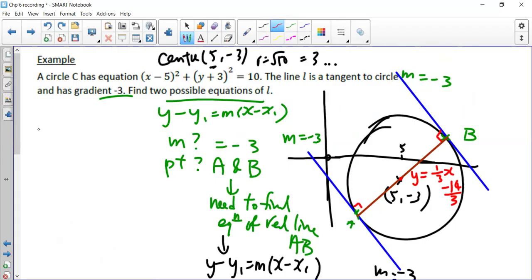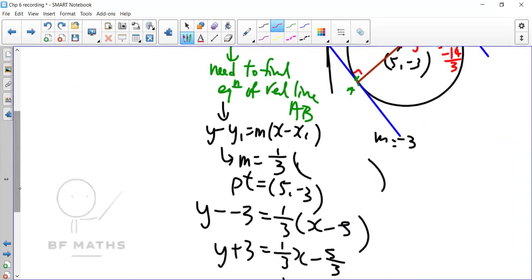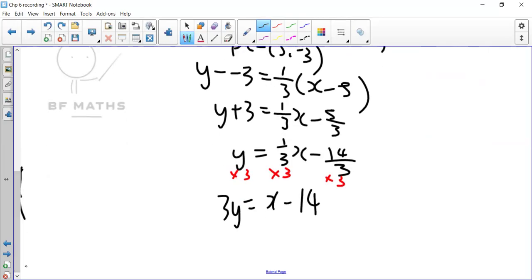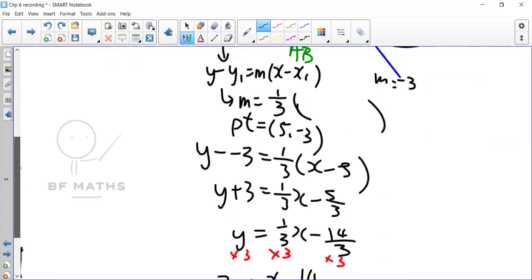What's next? Well, actually, I don't like fractions because of the 3. So if I multiply everything by 3, I get 3y equals x minus 14. If I bring everything to one side, 3y minus x plus 14 equals 0. So we've got one equation here.